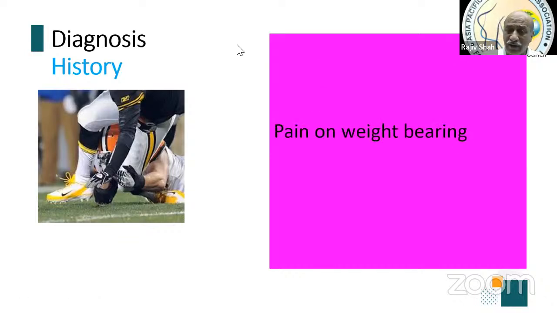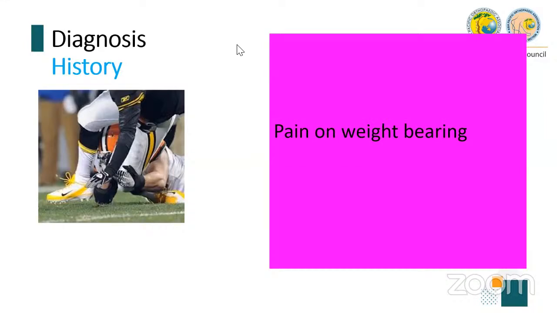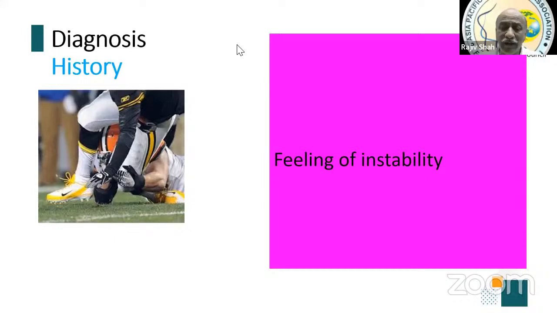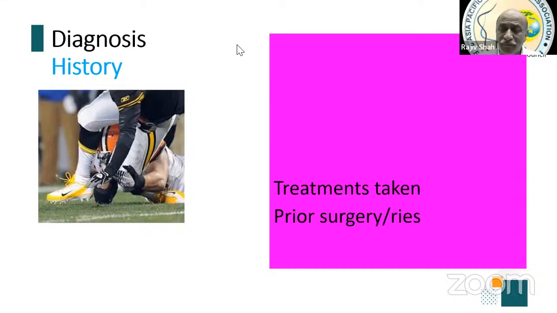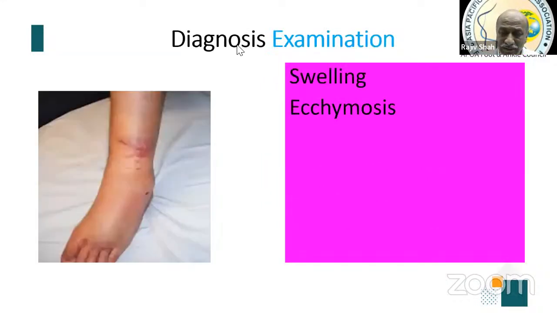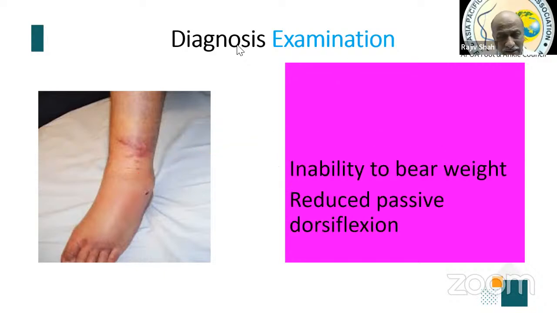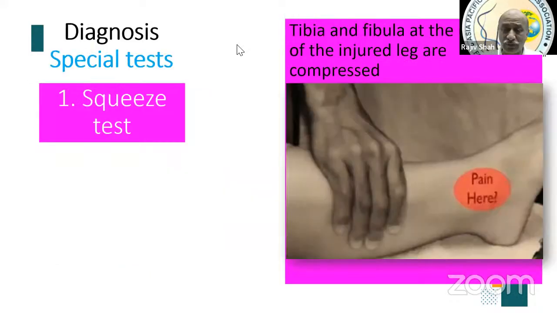Where is the pain located? Whether there is pain on weight bearing, sometimes the syndesmotic sprain. The patient would come with the complaint of pain on weight bearing at the level of the syndesmotic ligament. They also feel unstable, and obviously treatments taken and prior surgery done. And how do you diagnose this syndesmotic injury? You have swelling, ecchymosis, local tenderness, the patient says there is inability to bear weight, and the patient has reduced passive dorsiflexion. This test I am going to show you.